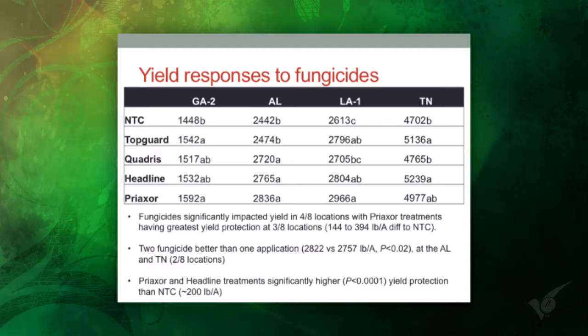So I think in all of the cases here, in 4 out of the 8 locations, Preaxor again was the best treatment. The greatest yield protection was in 3 of the 8 locations, so that's Georgia, Alabama, and Louisiana. Two fungicides were better than 1 in 2 of those locations, and Preaxor and Headline definitely had better yield protection over the non-treated control.